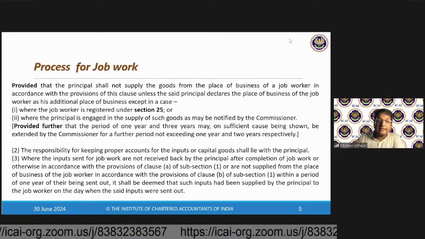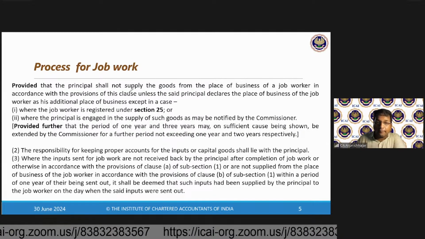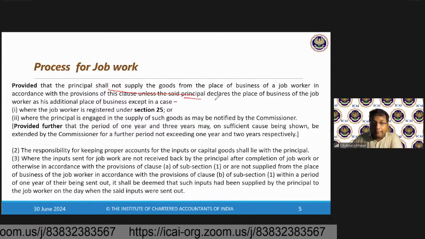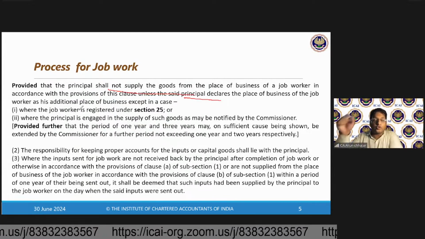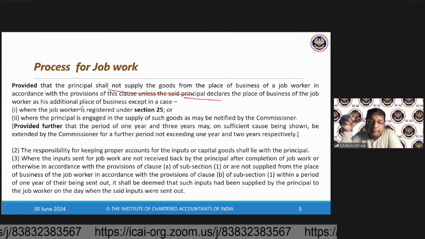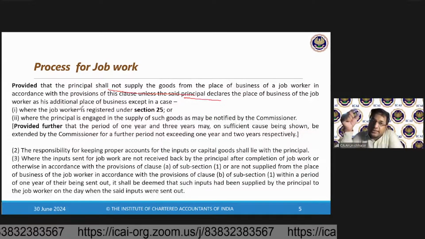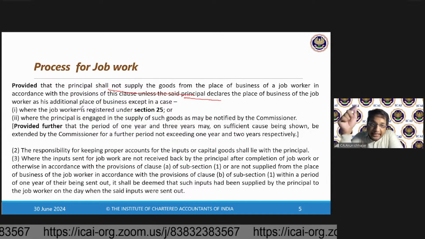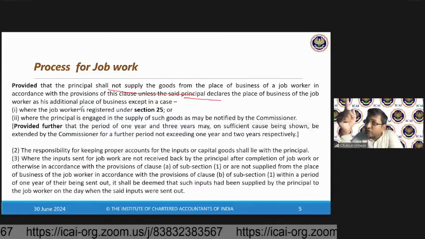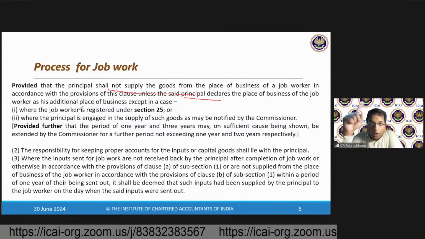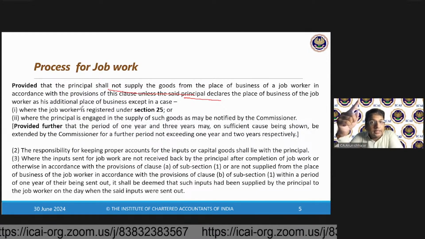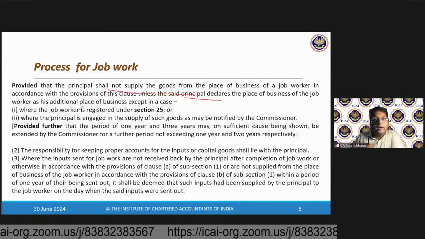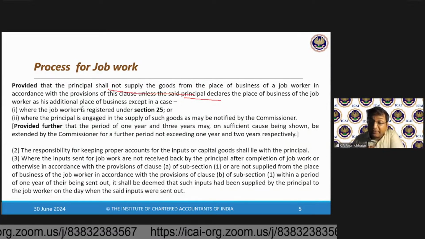Then it says that provided that principal shall not supply the goods from the job worker unless the principal declared the place of the business. So the question is, if the principal would like to make the supply of the goods from the place of the job worker, then it can do so, provided either that the job worker is registered, or if he is not registered, then his principal place of business is added in the principal's GST number.